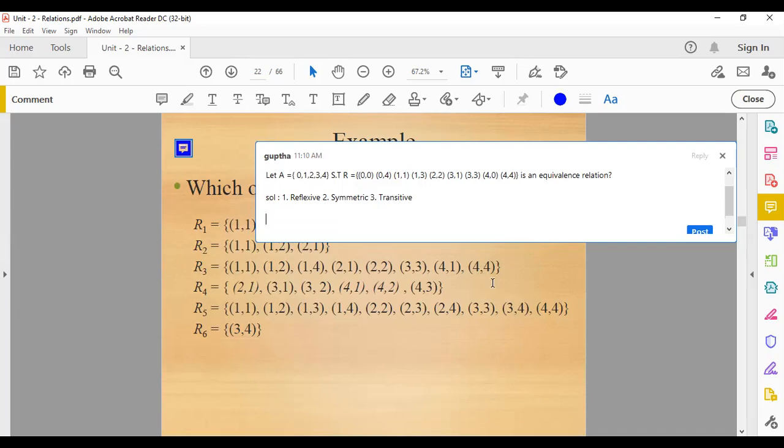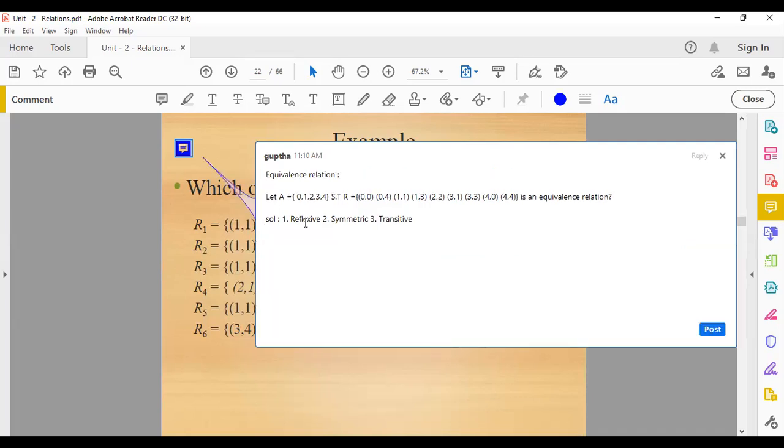For example, reflexive. We want to note down what it is in reflexive and what the example is. Then we have to say R is reflexive because of this. How can you say it is reflexive? (0,0), (1,1), (2,2), (3,3), and (4,4) should be there. If it is not there, then we can say it is not reflexive. We need to check it out.